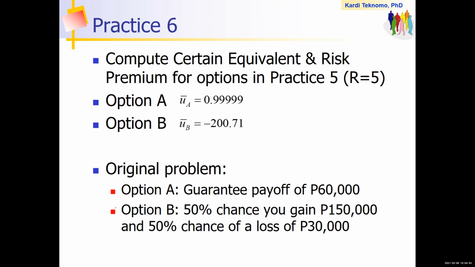In your previous practice, okay, you compute now the certain equivalent and risk premium. Option A, earlier you get the positive 99, 0.999, and option B, you get the UB is equal to negative 200. Okay. The original problem is whether you will have guarantee of payoff 60,000 or option B is 50% chance you gain 150 or 50% chance you lost 30.